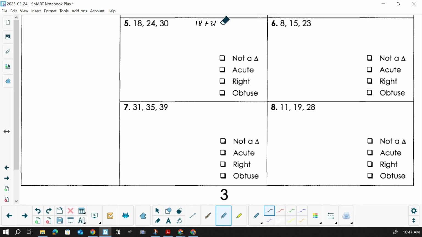18 plus 24 is 42. 42 is bigger than 30, so yes, it's a triangle. Okay, and then 18 squared plus 24 squared and 30 squared. I think it's going to end up being a cube, but let's see here. 18 squared plus 24 squared is 900. Oh, 30 squared is also 900. It's a right triangle. I was wrong.